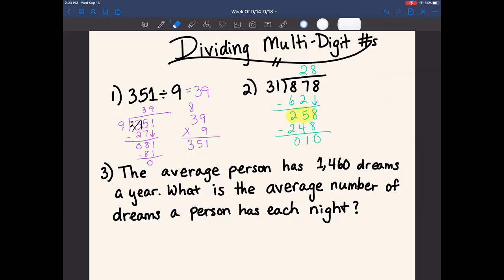I don't have any more numbers to bring down. So that's my remainder. You have a remainder of 10. So my answer is 28 with a remainder of 10.